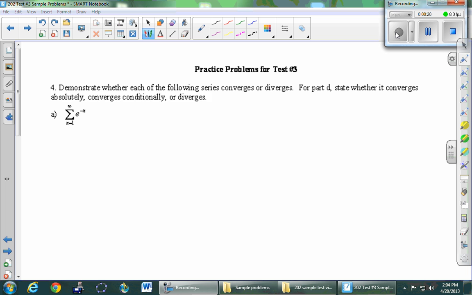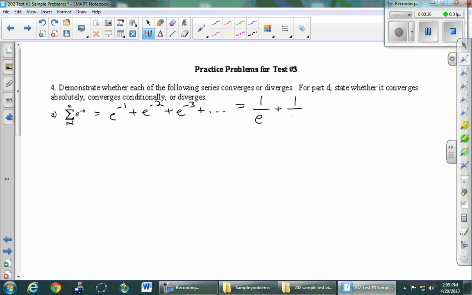First thing we're going to do is write out the first few terms here, just because I don't quite know what this series is. So e to the negative 1 plus e to the negative 2 plus e to the negative 3 forever. And I'll go ahead and rewrite those so we don't have negative exponents. Just really want to see exactly what this series looks like.